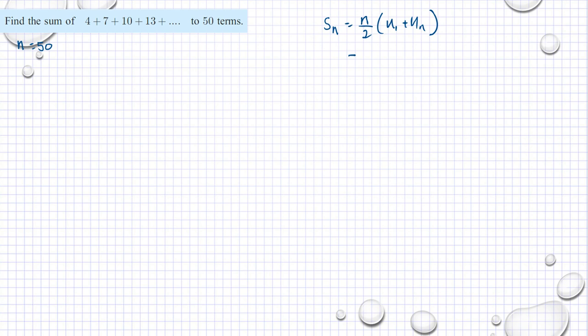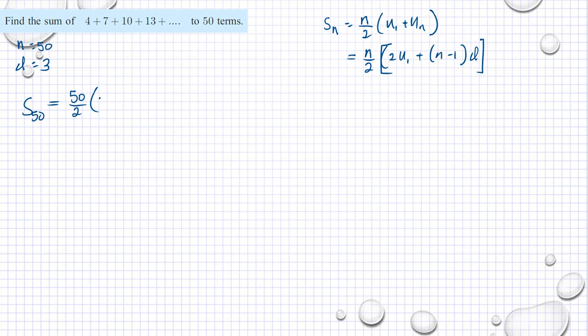But if you cannot find that, it is also the same as n divided by 2 multiplied by 2 u sub 1 plus n minus 1 times d. So either of the two you can use. What is our d? Our d is 3. It's the same as my previous example.